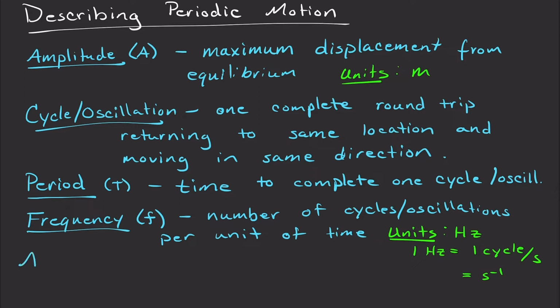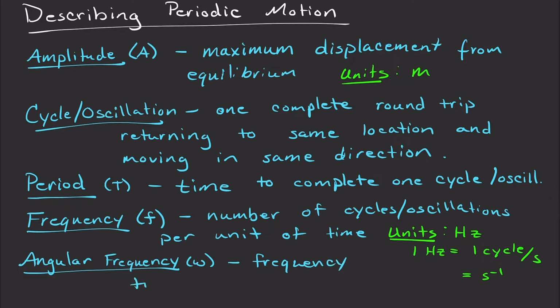And then our last quantity is angular frequency. And before we had angular velocity, and we gave that the Greek letter omega, and we're going to give angular frequency the same omega. Okay, so they're very, very similar. And this is just equal to the frequency times 2 pi. So they're very similar, just off by a factor of 2 pi. And the units of this will be the same as angular velocity, in radians per second.